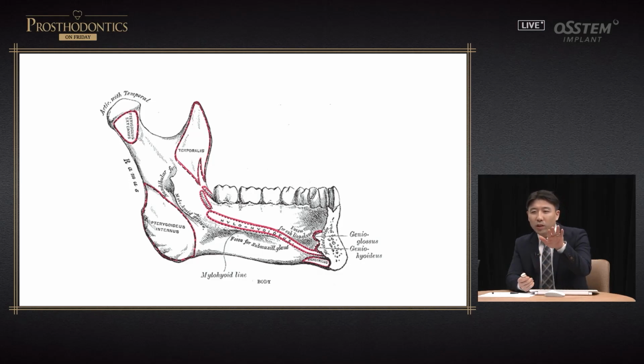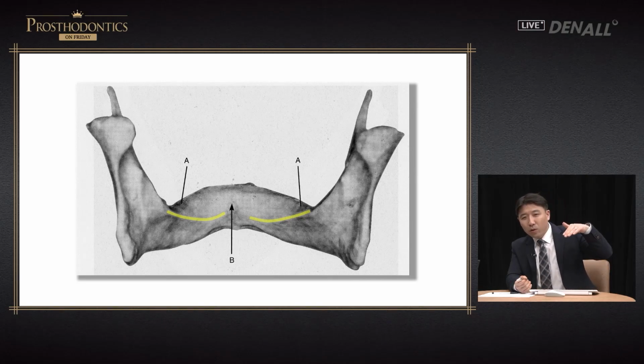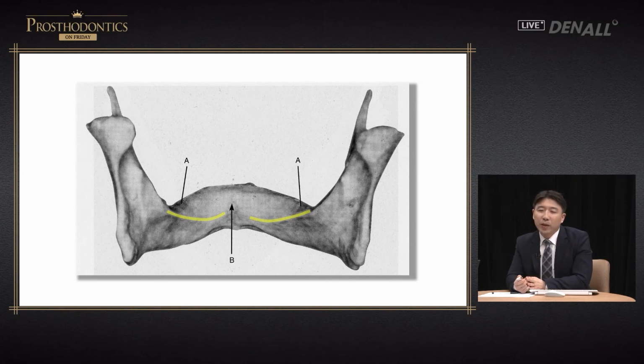Take note of how the ridge runs once again. It's like this. When we look at the mandible from behind, it comes up in the posterior area and it goes down towards the anterior area. This is the anatomical structure. The floor of the mouth follows this.